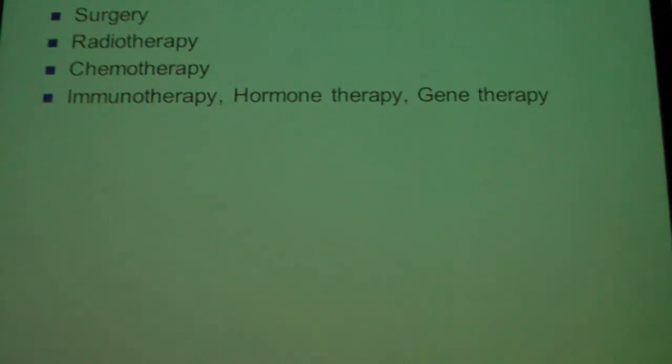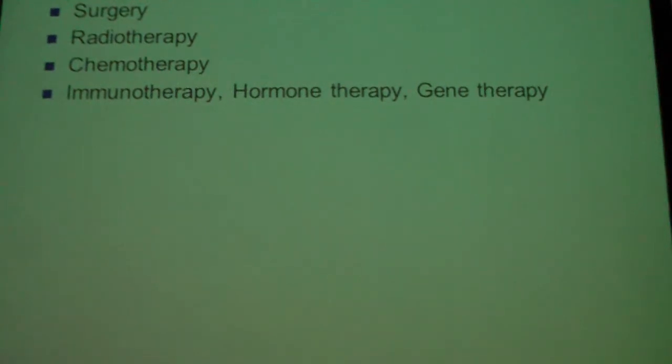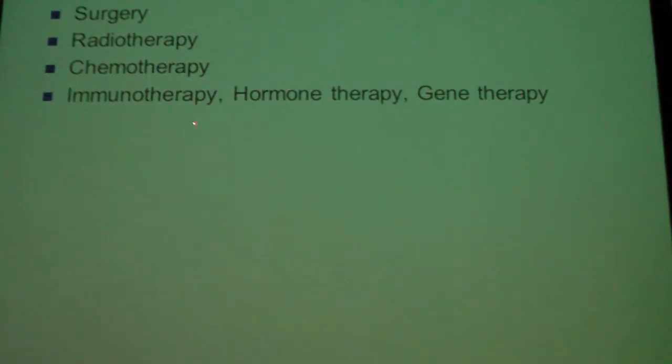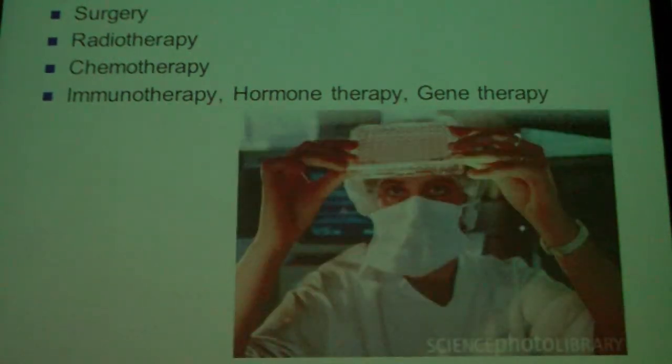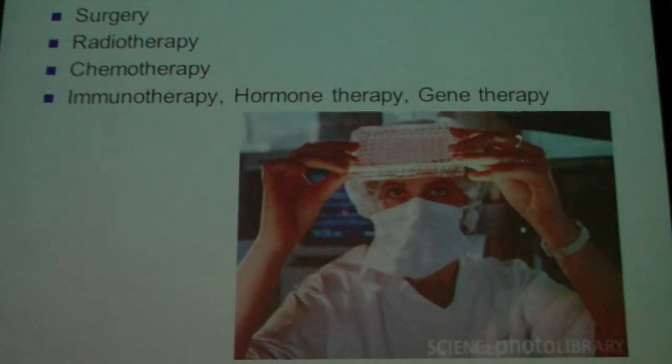The fourth group, which is not very usual to use, is immunotherapy, hormone therapy, and gene therapy. They are more in the research field. In immunotherapy, they try to improve the immune system against the cancer. In hormone therapy, they try to decrease the amounts of the hormones connected to some types of cancer. In gene therapy, they try to replace some damaged genes with new ones so that cells can divide and die in the normal way.